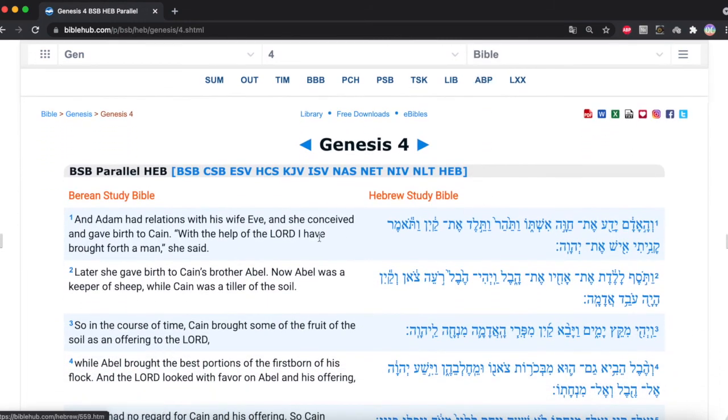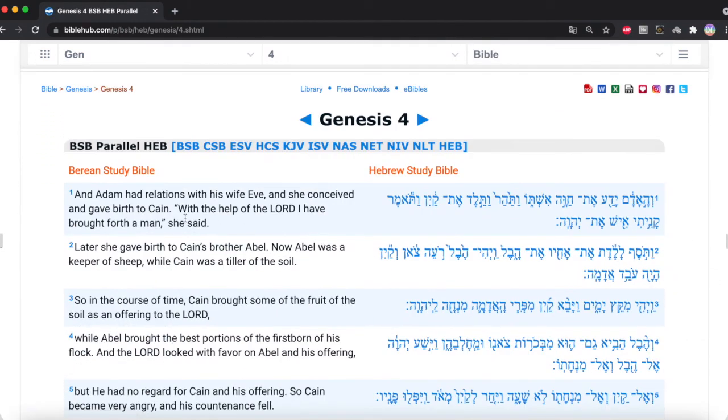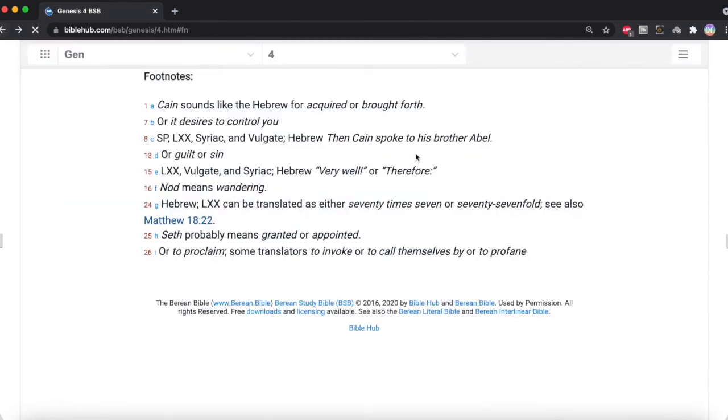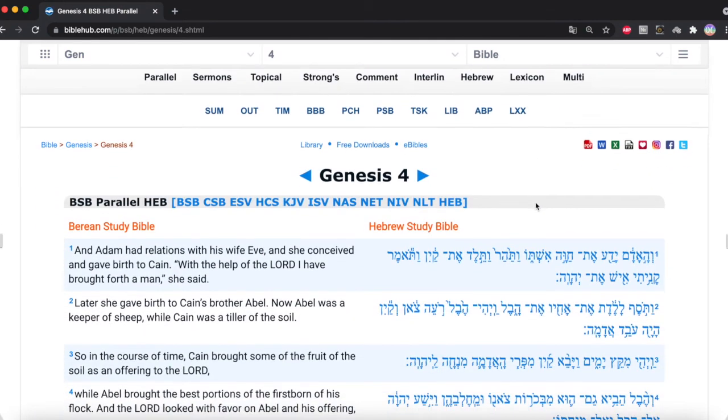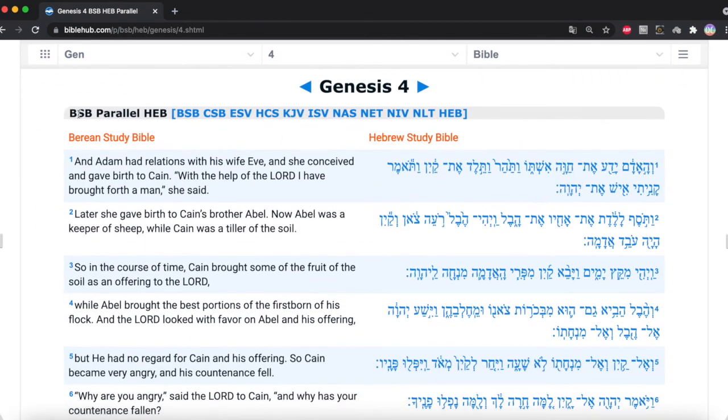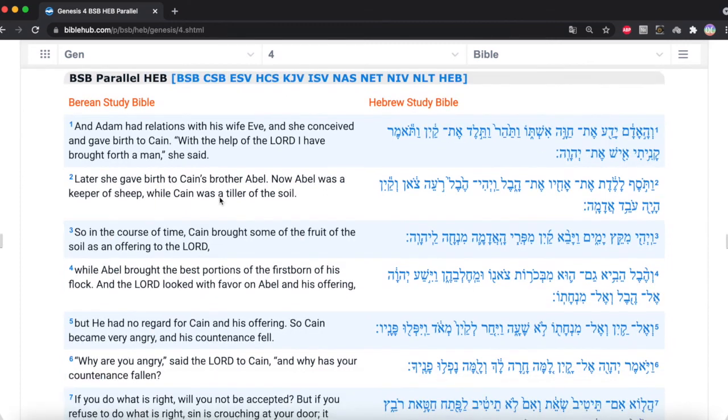You can also do this fun thing where you parallel. Let me do that again in case you missed it. Right here. This short, parallel chapter. So I want to look at Genesis 4, not only in the Berean Study Bible version, but also a different version. And up here I can choose. So BSB, parallel to the Hebrew itself. Yay! So that's one option.